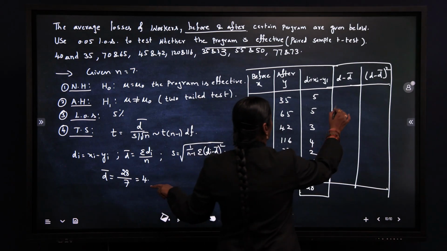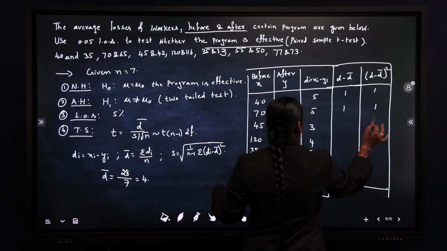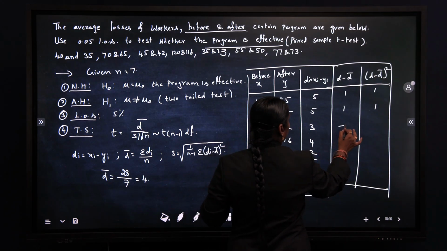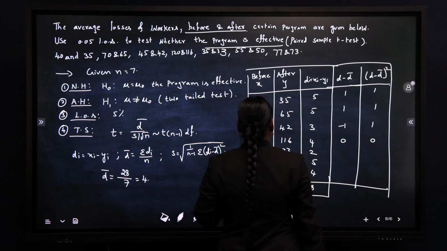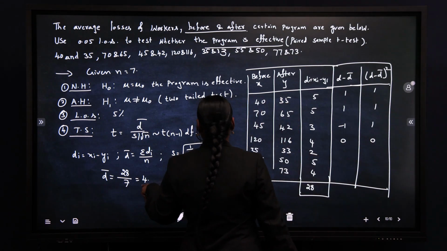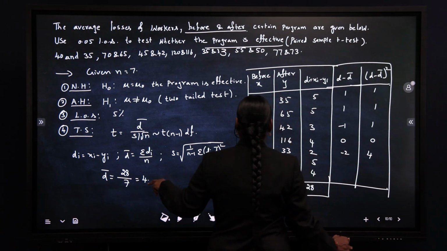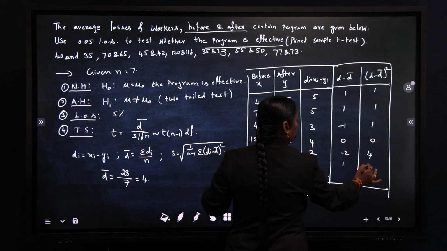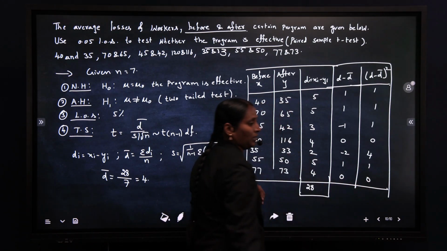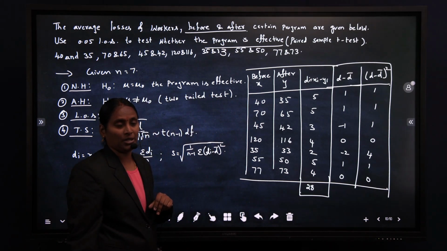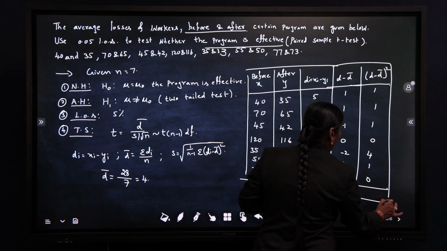It will be 5 minus 4 is 1, 1 square is 1; again 5 minus 4 is 1, 1 square is 1; 3 minus 4 is minus 1, minus 1 square is 1; 4 minus 4 is 0, square is 0; and here 2 minus 4 is minus 2, minus 2 square is 4; again 5 minus 4 is 1, 1 square is 1; and 4 minus 4 is 0. Now we find the summation of di minus d bar whole square. It will be 4, and four ones, so it will be 8.